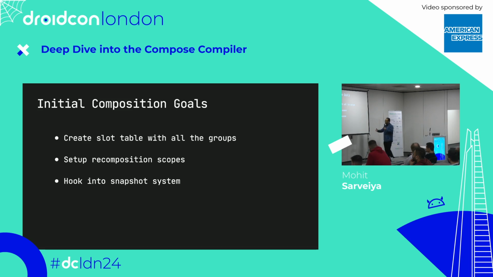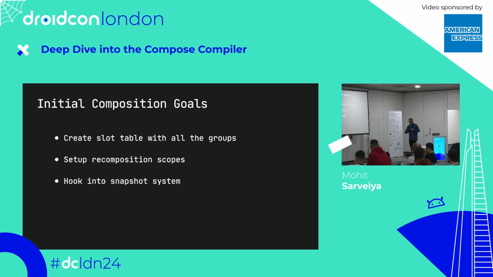Initial composition has three goals, and these three goals are important. You have to hook into the snapshot system, which is a way to know whether an invalidation happens. You have to set up recomposition scopes. You have to set up all the groups. And I'll go through one by one what these things mean.